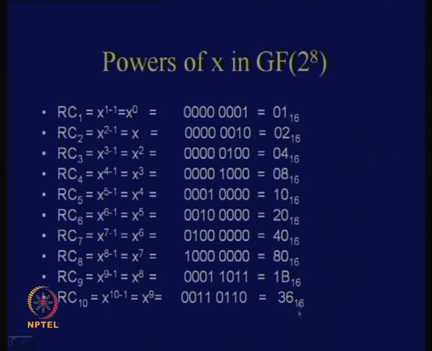So these are the constants which are named the round constants. When you are implementing this, you can either store them in the form of a table, or you can compute them. That is, you can compute the powers of x and take a modulo if there is an overflow.